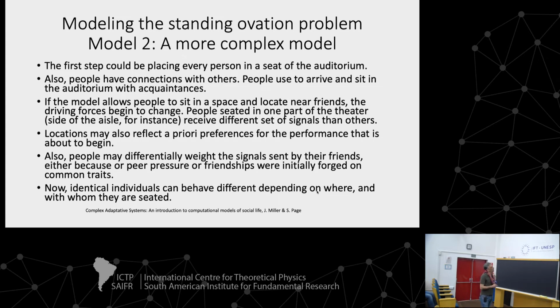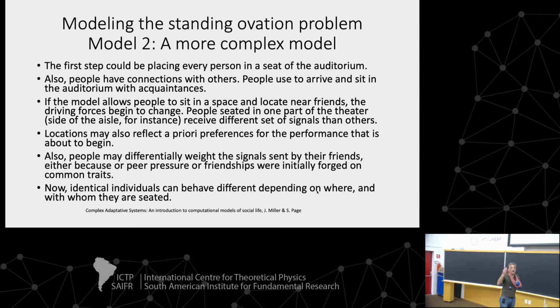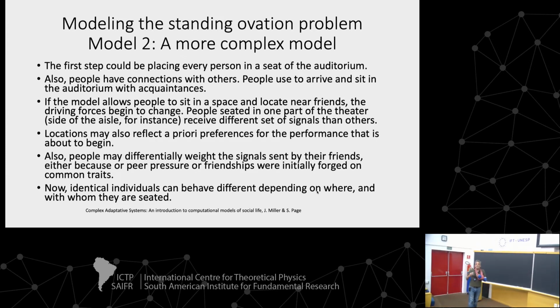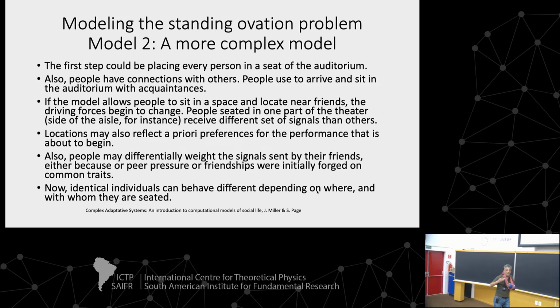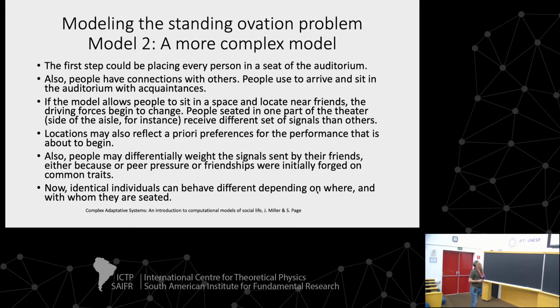For instance, when people go to an auditorium, usually they don't go alone. They go with other people, acquaintances, friends. And maybe they are more sensitive to the interaction with friends than with other people. If my friends stand and applaud, maybe I'm forced to also applaud. So I can take into account that I can go there with friends.